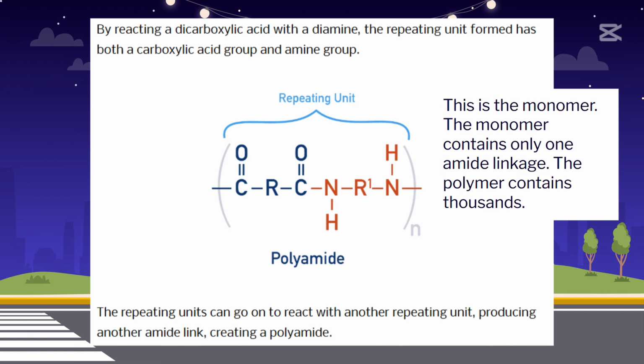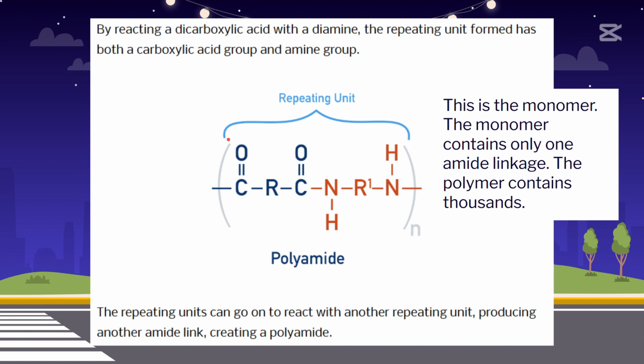Now, by reacting a dicarboxylic acid with a diamine, the repeating unit formed has both a carboxylic acid group and an amine group. So this is our polyamide. This is how the polyamide looks, right? It has a C double bond O, R, C double bond O, the NH, the R. Remember, the R's mean that it could be an alkyl group, then the NH. Note that this together, the repeating unit for our polyamide, has to have 2 double bond O's and 2 NH groups. That's for our polyamide. You cannot just have the carboxylic acid or just the amine. It has to have both of them joined.